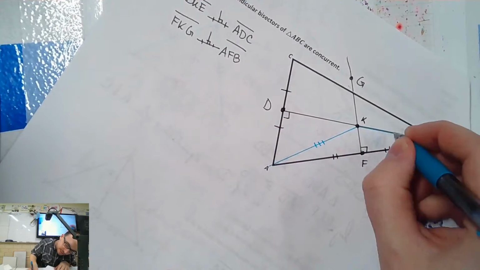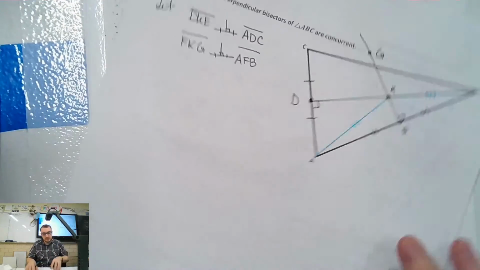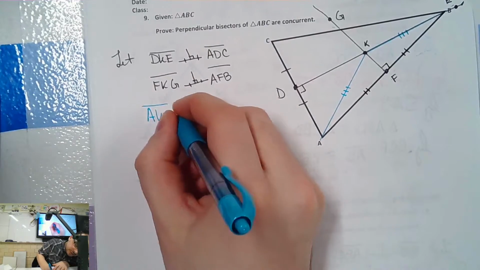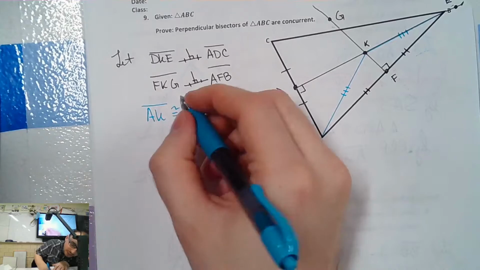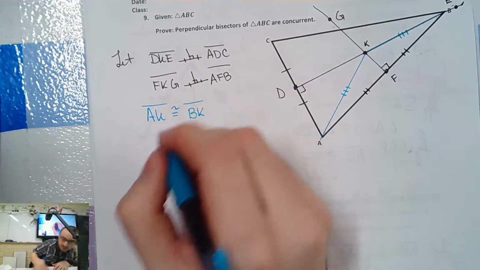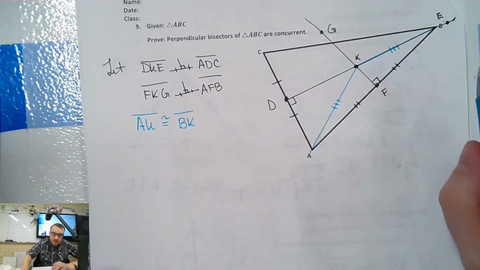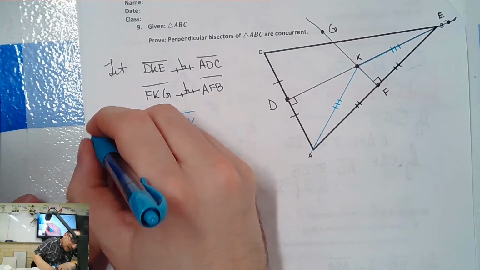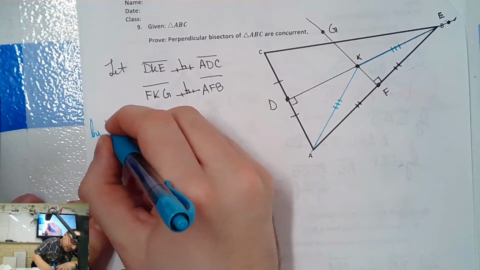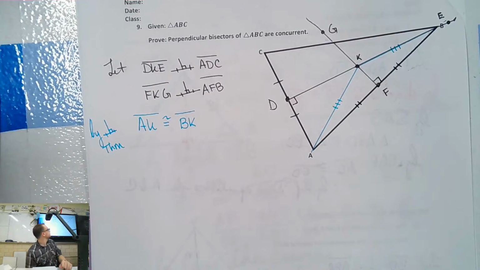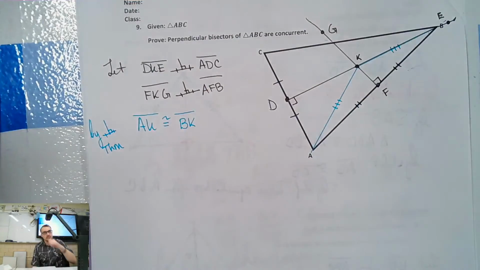So this is true. So AK is congruent to BK. Remember, this line doesn't go through E, or this line doesn't go through B, right? And this is all by the perpendicular bisector theorem. If it's on the perpendicular bisector, it's equidistant to the sides. Well, the endpoints, I should say.